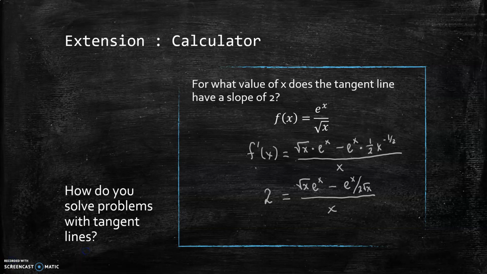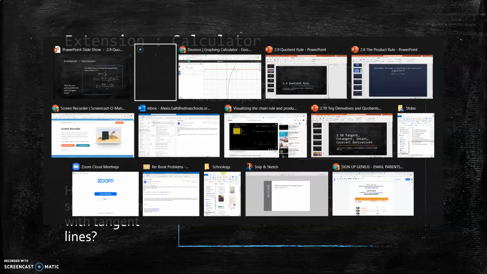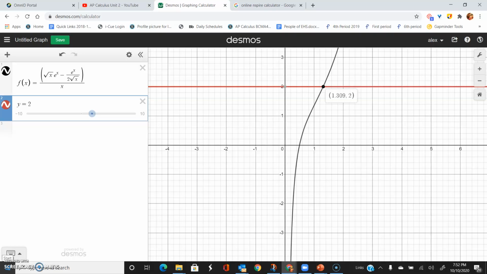I'm going to pause so I can pull up a machine. Well, I realized that my graphing calculator is at school, but I'm at home, so I can show you how I would do this on Desmos, and I'll make a separate video to show this portion on a calculator. So on Desmos, I'm going to graph the function that is the derivative, and I'm going to graph the horizontal line y equals 2.